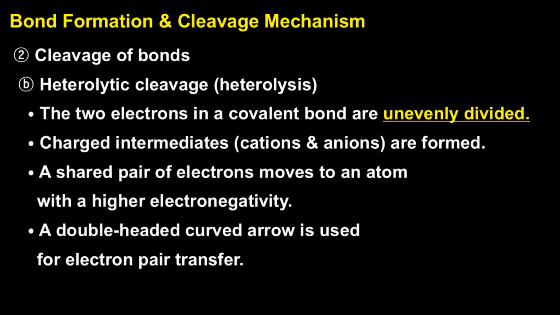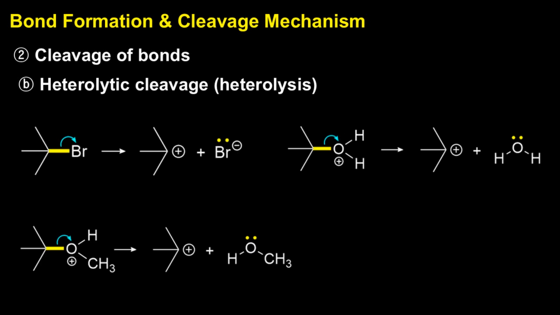Heterolytic cleavage, or heterolysis, works a little differently. Instead of each atom taking one electron, the entire electron pair moves to just one of the atoms. That means you end up with charged intermediates, like cations and anions. The more electronegative atom grabs the electron pair and becomes a negative ion, while the other one is left positively charged. When we draw this kind of electron movement, we use double-headed curved arrows to show that a full electron pair is being transferred. You'll see heterolytic cleavage in reactions like SN1 or E1, especially with tertiary alkyl halides.